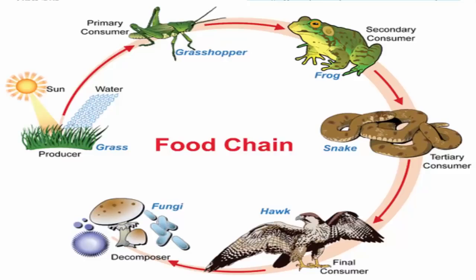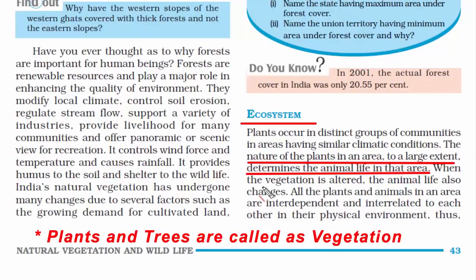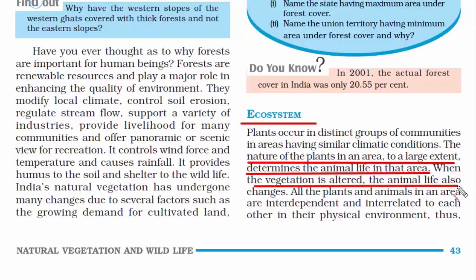Now from here the chain starts. Just look at how these animals are eaten by another set of bigger animals. And then when animals die, the fungi break the bodies down and turn them into nutrients. And with the help of sunlight and water, they grow into trees and plants again. So this is the meaning of ecosystem. This entire ecosystem is based on plants or trees, which is called vegetation. So when we change the vegetation, it also affects the lives of the animals.